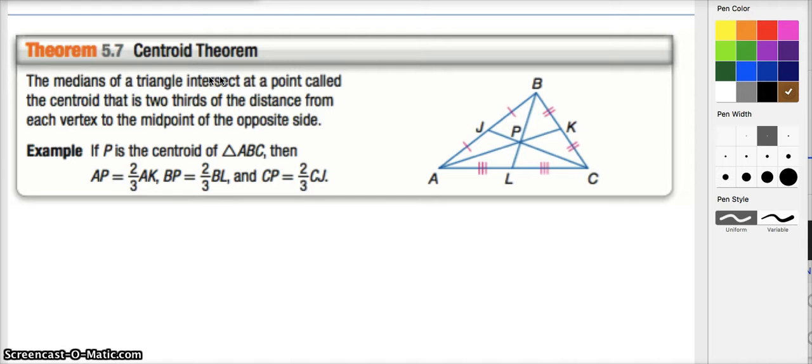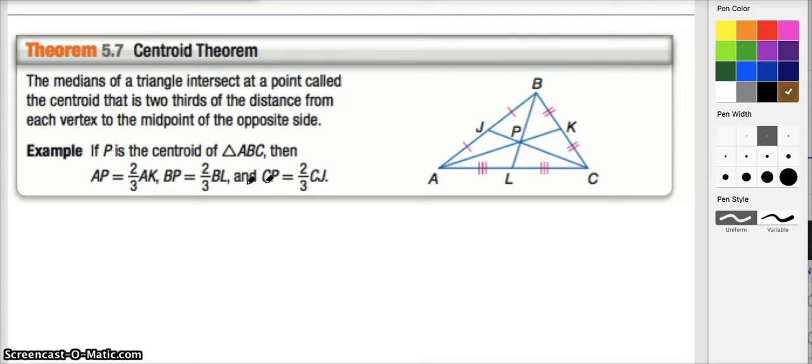It says that the medians of a triangle intersect at a point called the centroid, right? So that's just giving us the name. And then that is 2/3 the distance from each vertex to the midpoint of the opposite side. So the relationship here is that P is going to be 2/3 the distance from this side to this side.